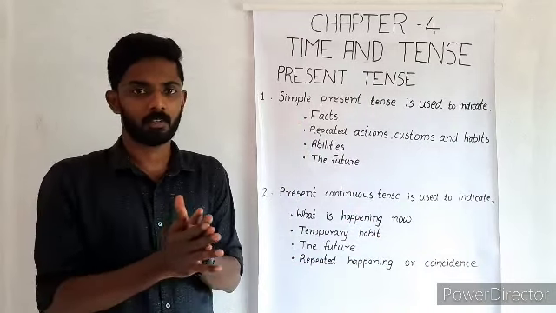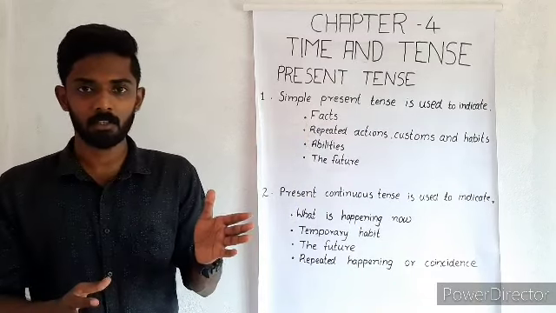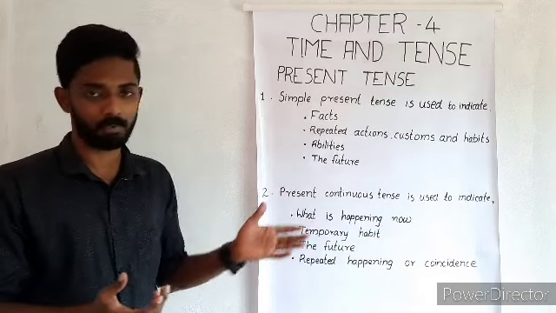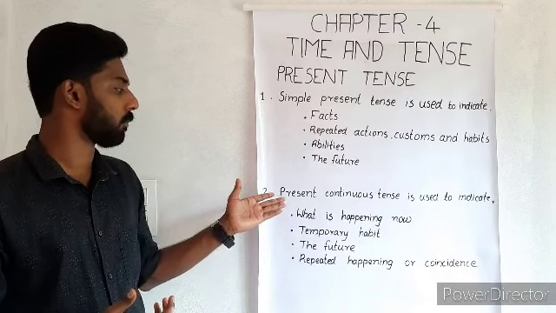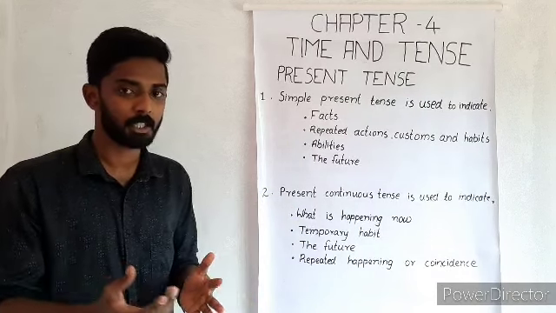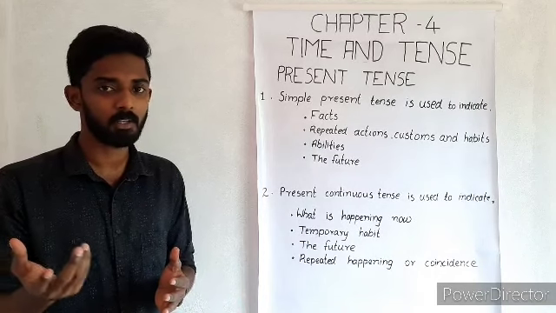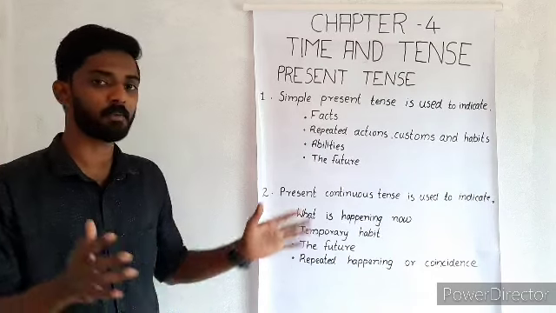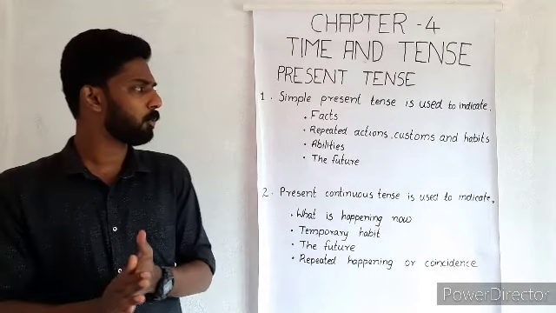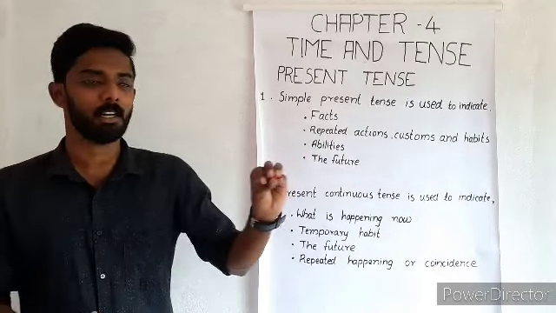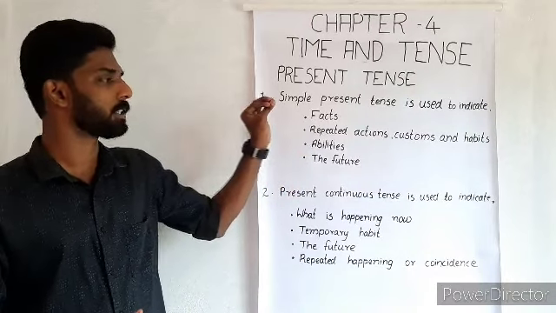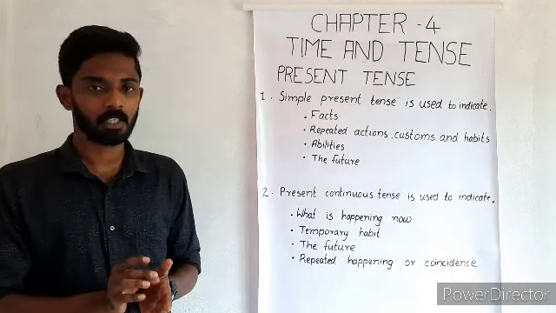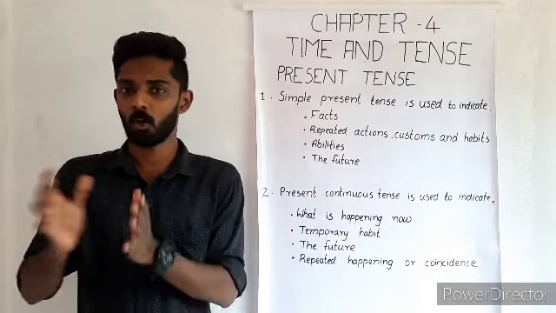You might know the structure of simple present tense, that is subject plus V1, the base form of the verb, plus object. And what is the definition of present continuous tense? It is subject plus is or are plus verb plus ing plus object. You might have studied all these things in your previous classes. We won't go deep into all those, but we will speak about the uses and how these tenses are used to indicate different things. There are different ways in which we use simple present tense as well as present continuous tense. So we will talk about all those things.